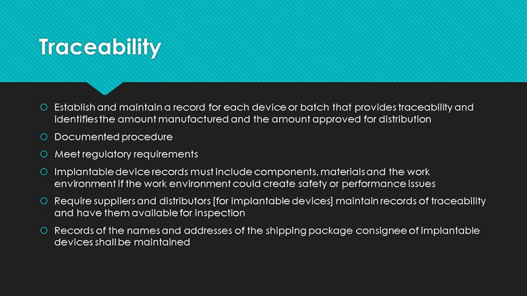Now, traceability has been mentioned in several other videos. The requirements of ISO 13485 are straightforward. Your organization must establish and maintain a record for each device or batch, providing traceability to materials and components through the manufacturing process and to the delivery consignee. You must document how traceability will be performed in a procedure. Your procedure must meet regulatory requirements. And you must record the amount of manufactured product and the amount approved for distribution.